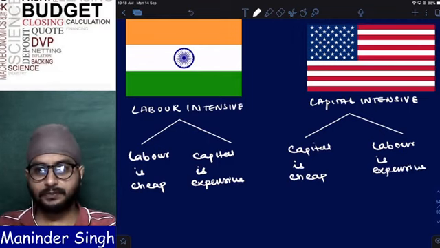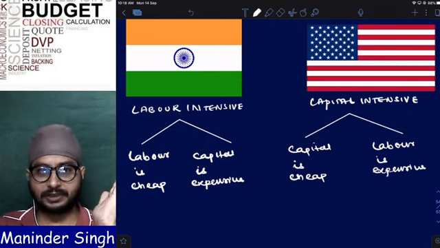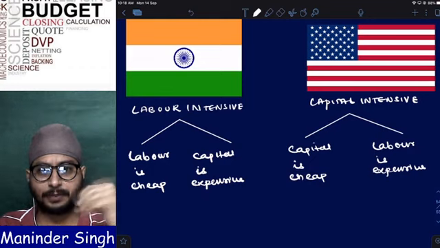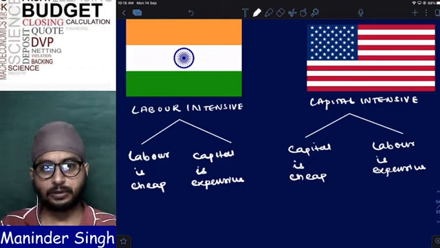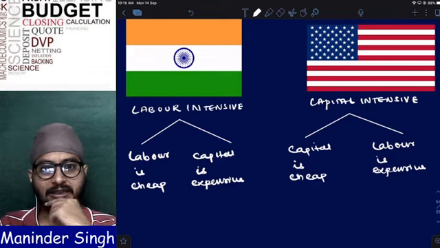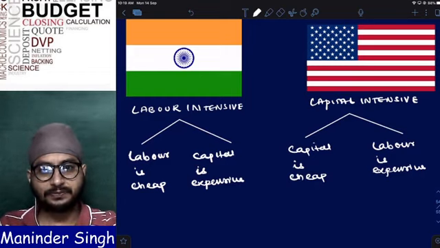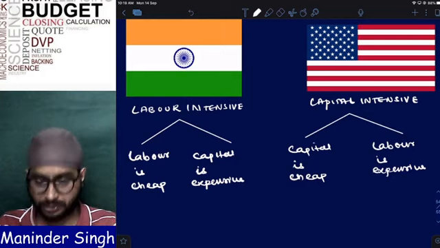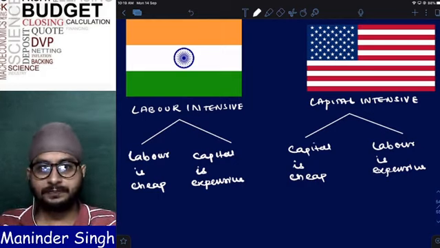Why? Because in US there are softwares and so many machineries that are very cheap there, but what is expensive? Labor. Now tell me, will salary be higher in India or in US? US will be high. Why? Because their labor is scarce. That is why labor salaries will be high. In India, capital is scarce, so the price of capital will be high.